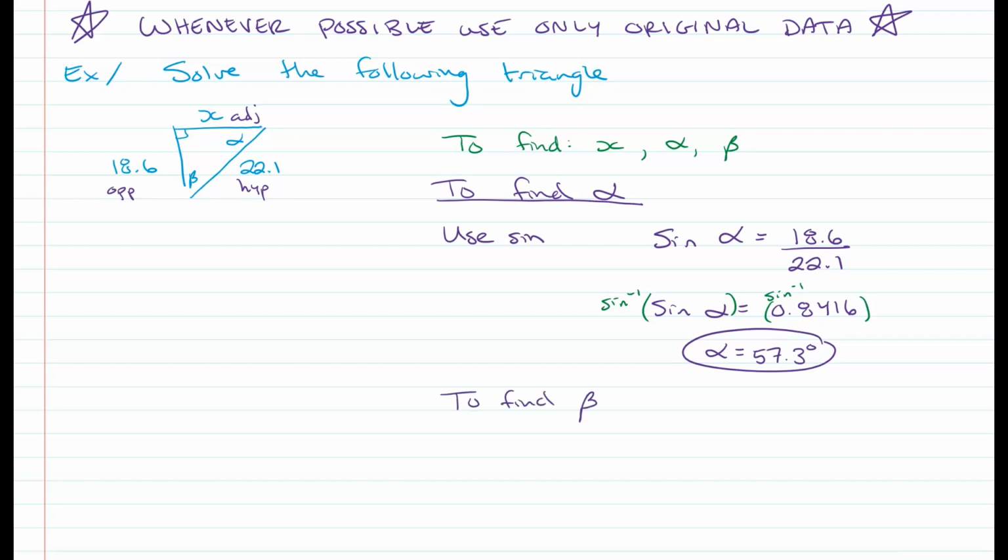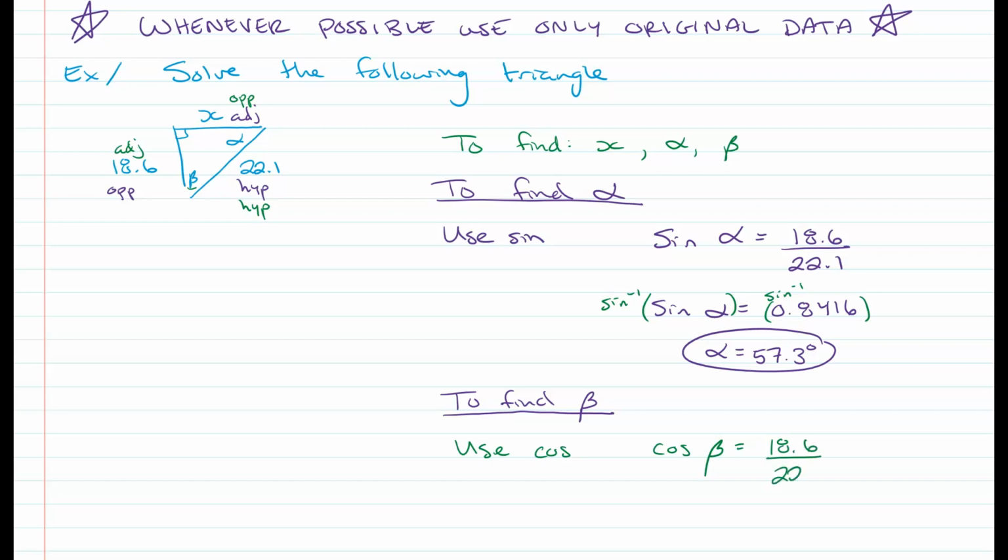Now I'm going to find beta. This is going to involve relabeling the triangle, because opposite and adjacent depend on which angle I care about. So now I'm going to label them in green for beta. Hypotenuse is always the hypotenuse, but opposite and adjacent depend on which one we care about. So I know the adjacent and the hypotenuse now. So I'm going to use cosine.